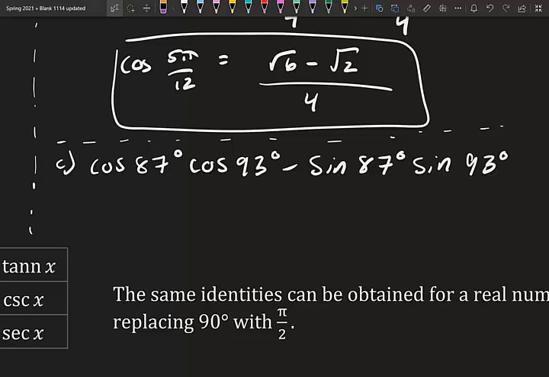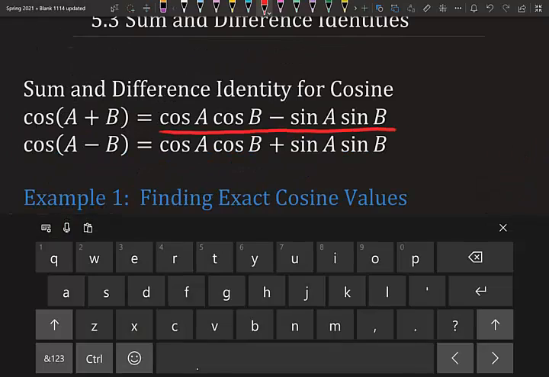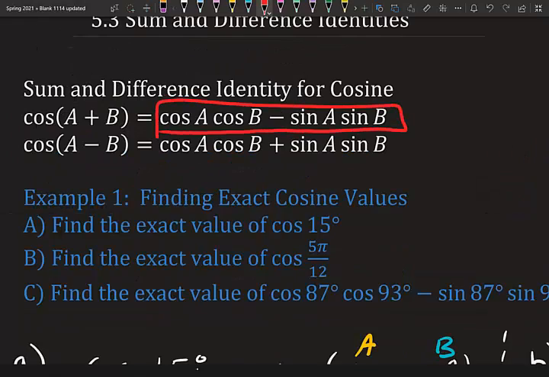Part C. This is what we're given: cosine 87, cosine 93, minus sine 87, sine 93. That's what we're given, and we need to find the exact value. So right now, we're given the right side of the identity. We have this side of our identity.